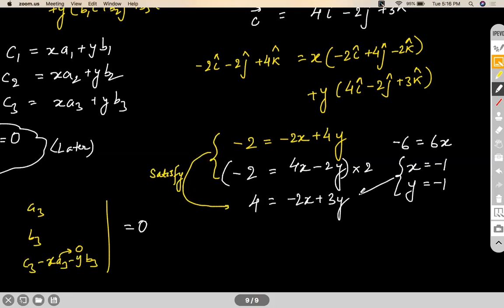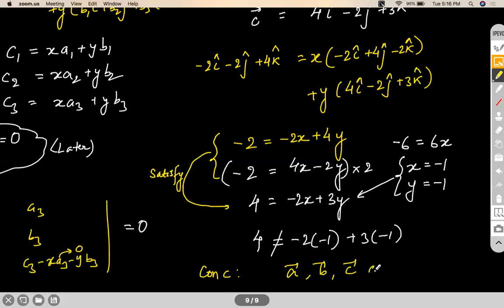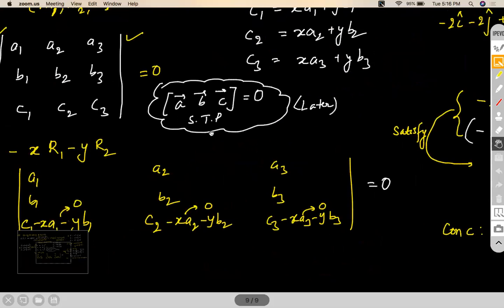Does it satisfy the third one? Check it out. So -2 into -1 plus 3 into -1. Does it give you 4? No, my dear, it doesn't give you 4. Are you getting my point? So when such a thing happens, what do you conclude? What is your conclusion? Non-coplanar. Yes, A, B, C are non-coplanar, or they are not coplanar. Correct? Right? A similar thing can also be done through the use of determinants.